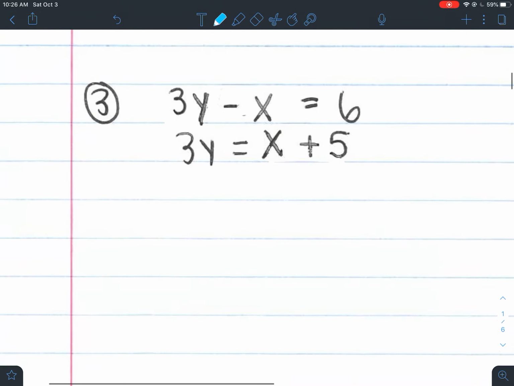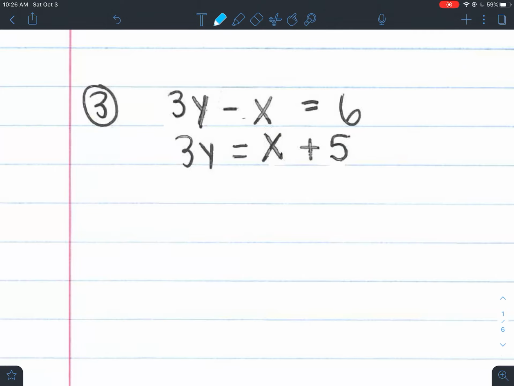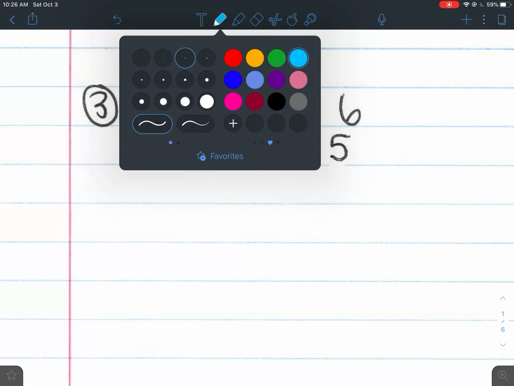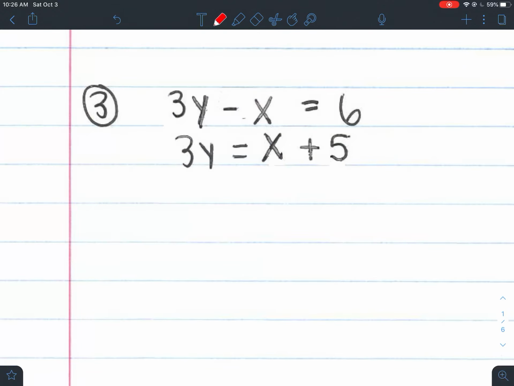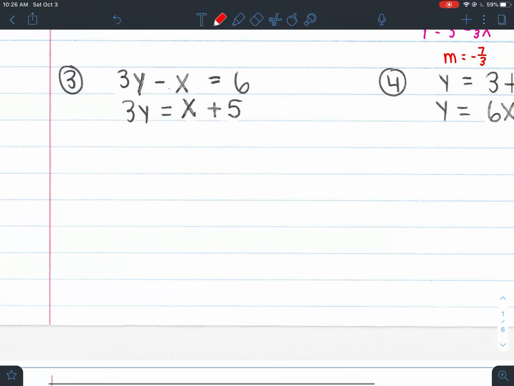Okay, so moving on to number 3, 3y minus x equals 6, and 3y equals x plus 5. Now, in the first equation, y is not by itself. This is not in y equals mx plus b form. And neither is the second equation. So what are we going to have to do?